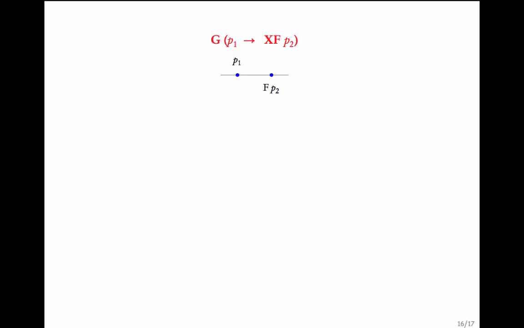Here is the next example. This is the last example as well. This says that always P1 implies XFP2. That means along the word, whenever P1 is true, XFP2 should be true. That means in the next step, FP2 should be true. Okay, whenever there is P1, in the next step, FP2 should be true. Let us now build the automaton for this formula. It has 3 states.